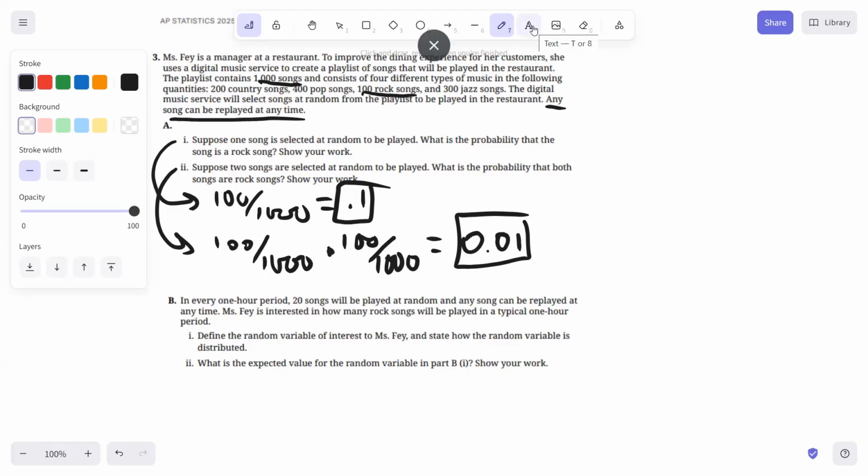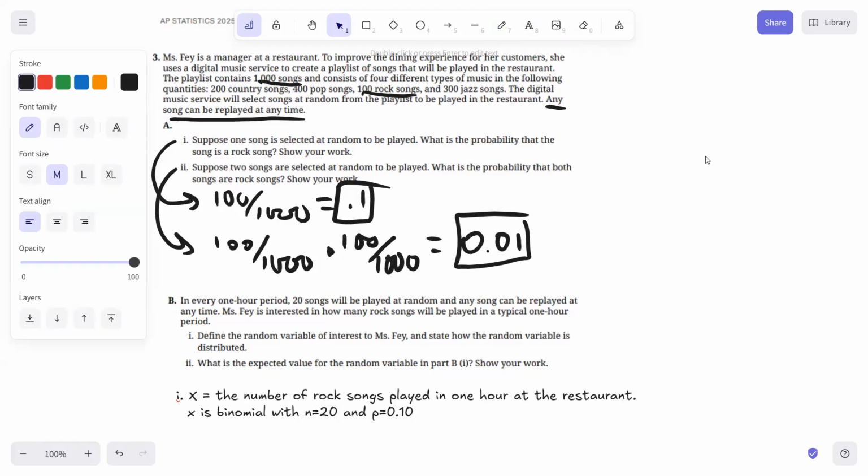Show your work. So for part I, we're going to define it as X. You could use Y or W or capital R. Typically, we're going to use capital X, and it's going to be the number of rock songs played in 1 hour. Also, we needed to state how the random variable is distributed. So we need to add that X is binomial with n equals 20 and the proportion of successes equals 0.10.